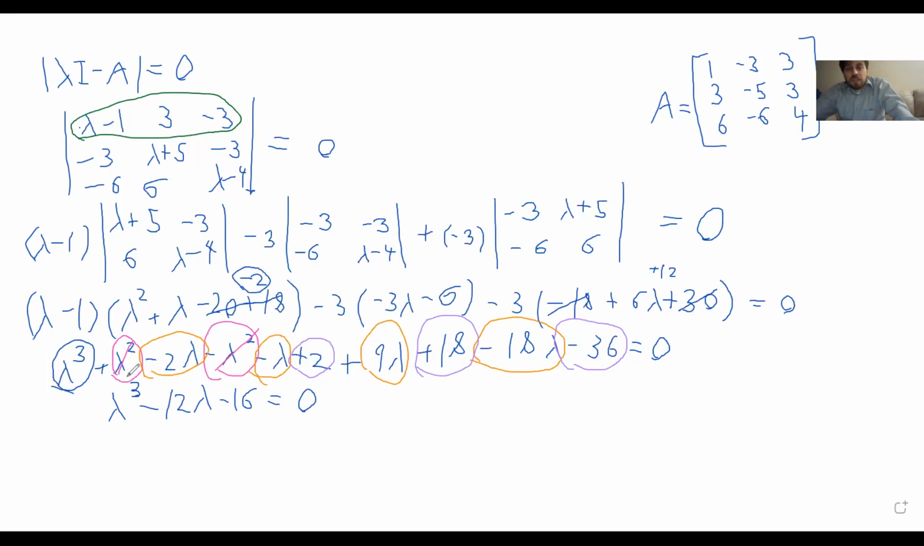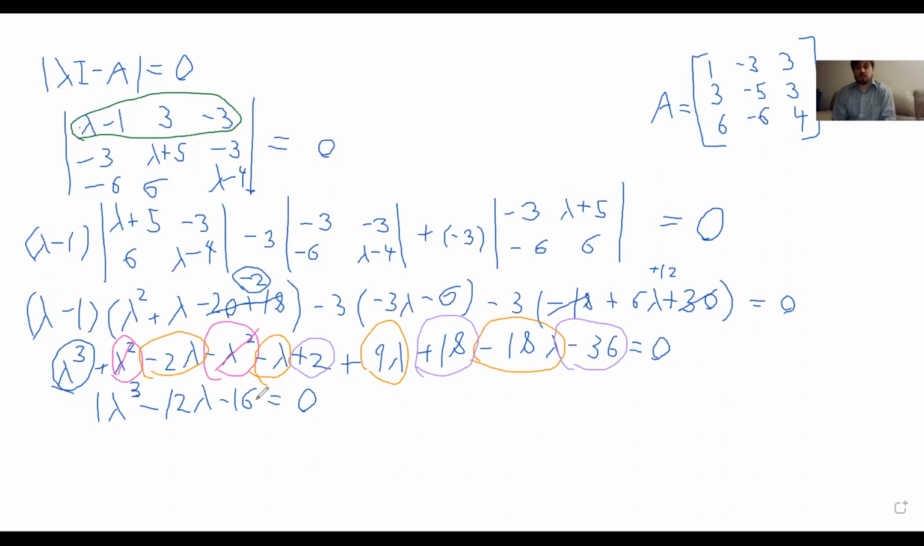Okay, so now we want to try some numbers here. Because we have integer coefficients and the leading coefficient is a 1, this is 1 lambda cubed, then the possible values of lambda you can plug in are divisors of negative 16, which is plus or minus 1, plus or minus 2, plus or minus 4, plus or minus 8, or plus or minus 16. To make your life simple, you want to choose a small one. If you put in 1, you'll get 1 minus 12 minus 16, which doesn't work. If you put minus 1, it won't work either.